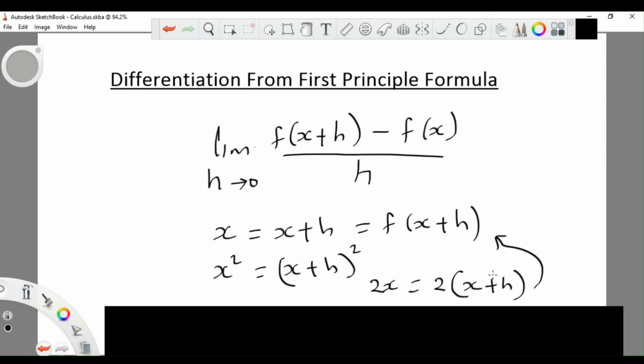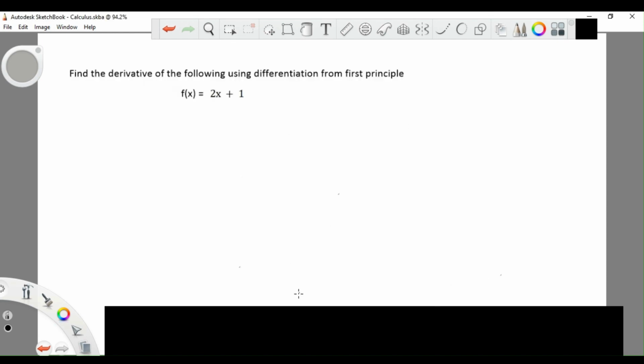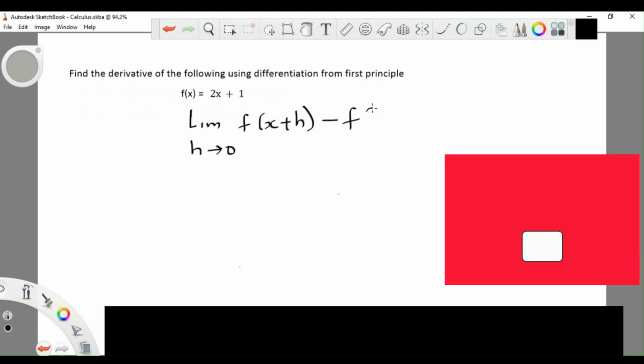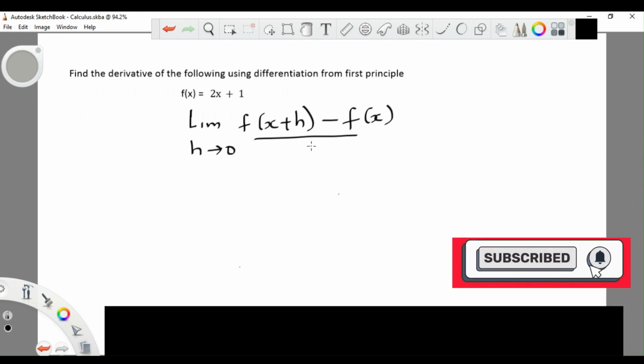So let's look at two more questions on this topic. So here is our first question. We have to find the derivative of f of x equal to 2x plus 1 using differentiation from first principle. What we do again, remember our formula is the limit as h tends to 0, f of x plus h minus f of x over h.